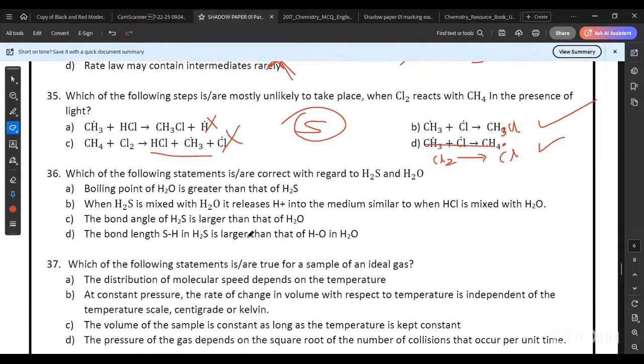Which of the following statements is correct with regard to H2S and H2O? Boiling point of H2O is greater than that of H2S. Obviously, it forms hydrogen bonds. When H2S is mixed with H2O, it releases H plus into the medium, similar to when HCl is mixed with H2O. No. People, H2S is a weak acid. H2S will dissociate reversibly to H plus and HS minus. And it will undergo dissociation again to form H plus and S2 minus.